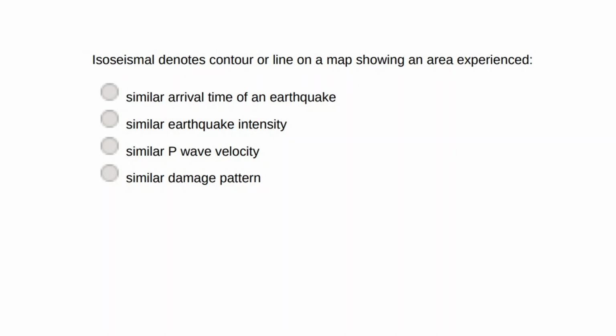Then the isoseismal denotes a contour or line on a map showing an area that experienced what, from these options that are given: similar arrival time of an earthquake, similar earthquake intensity, similar P wave velocity, similar damage pattern.